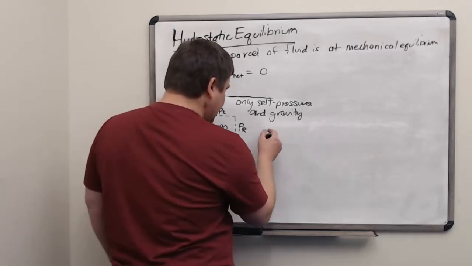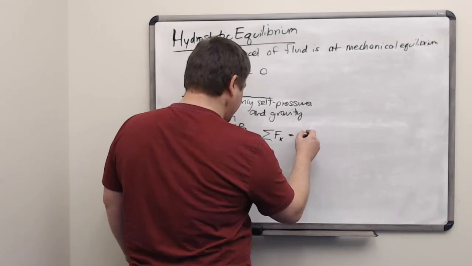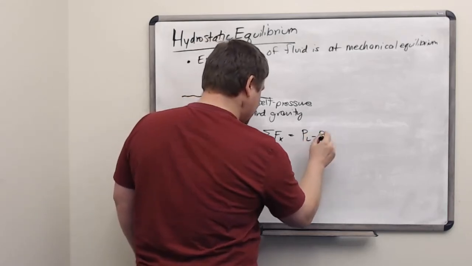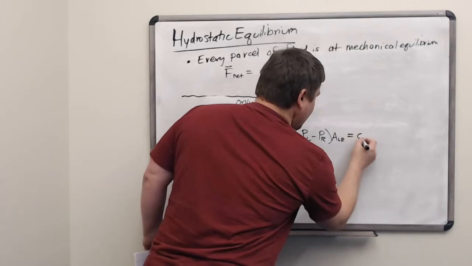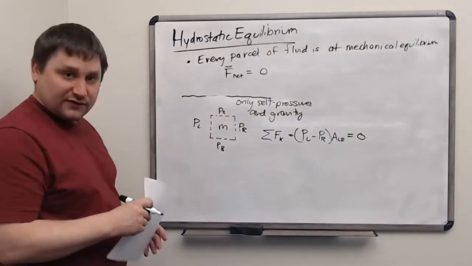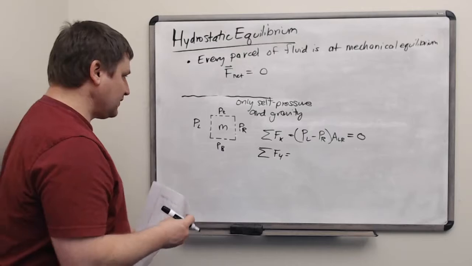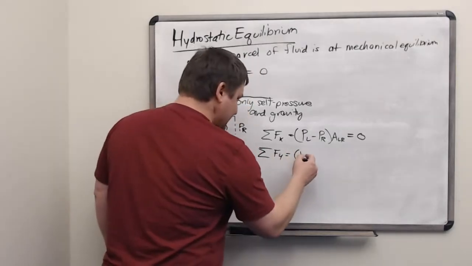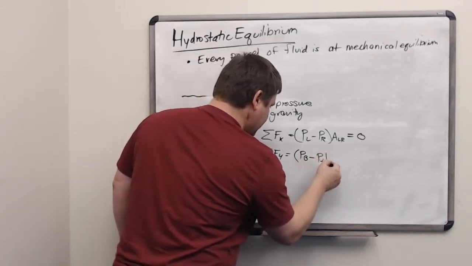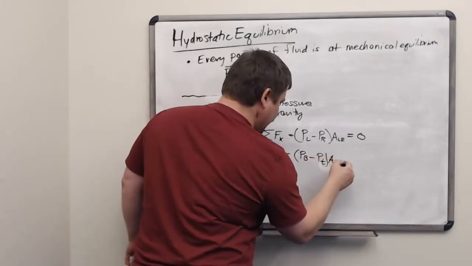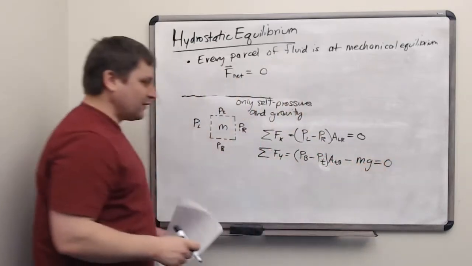So now what we get: the sum of forces in the x direction is still going to be PL minus PR times the area of the left and right faces. That will be equal to zero for equilibrium horizontally. But then in the vertical direction, we have an additional force to consider, the force of gravity. So we'll have PB pushing up, PT pushing down, and the area of the top and bottom face. And then we'll also have a downward force due to gravity.